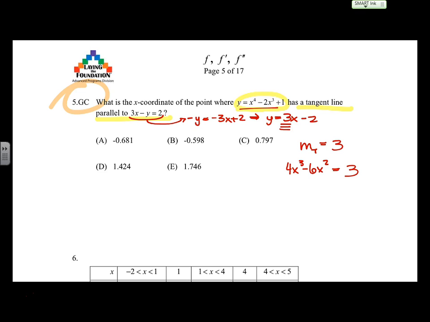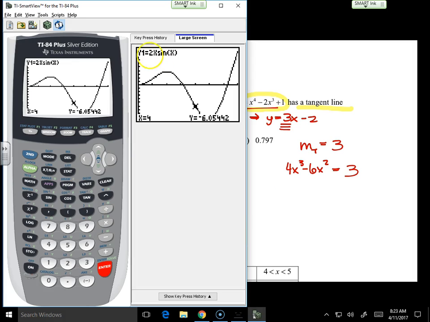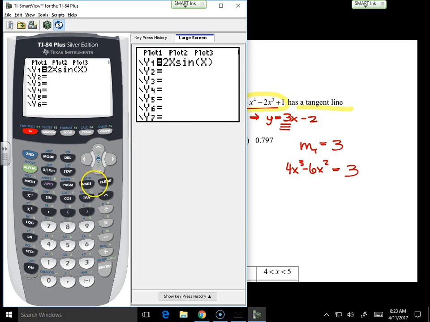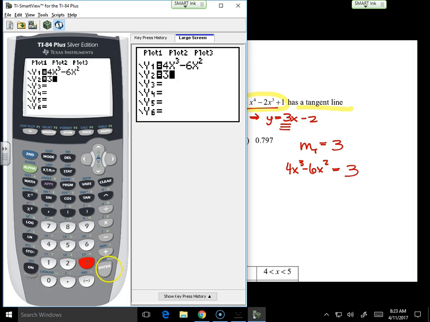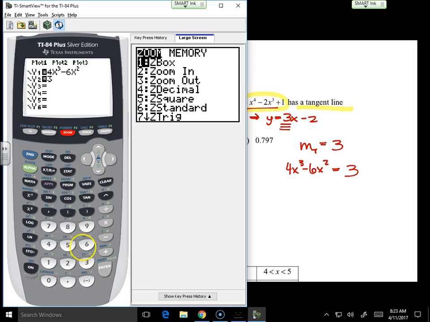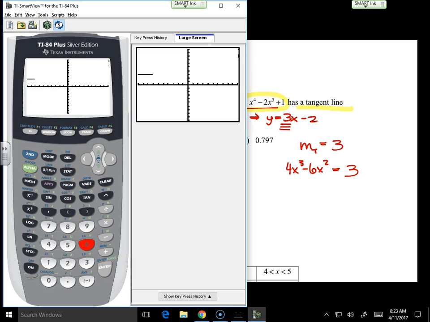There are 2 ways of doing this on the calculator. Who can give me one? Graph the derivative. Graph 4x cubed, 4x to the power of 3, minus 6x squared, and 3. What Ryan is saying is we can graph one side of the equation and the other side of the equation. I'm going to go zoom standard just because I messed it all up. And we're just saying, when are they equal?